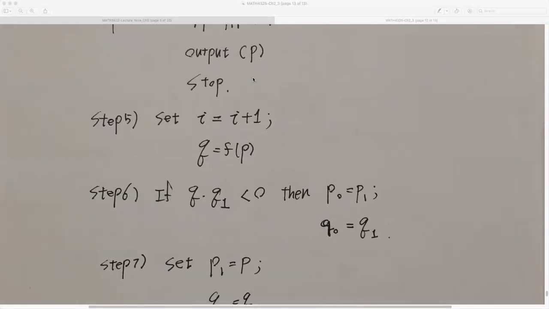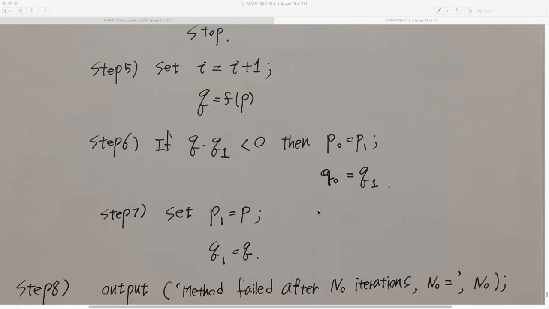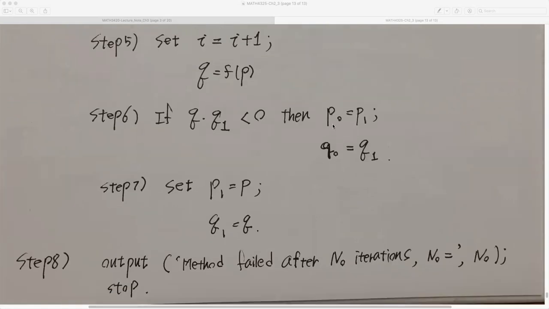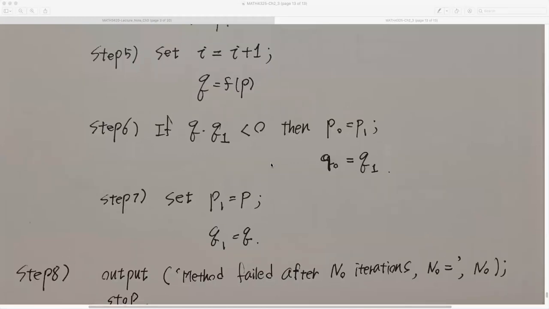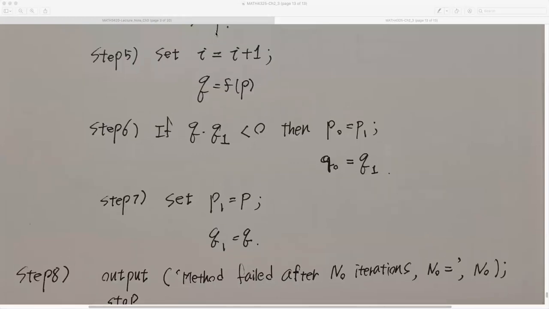So now P0 becomes P1 and Q0 becomes Q1. Q1 is f of P1. So we simply update P0, Q0 to P1, Q1.